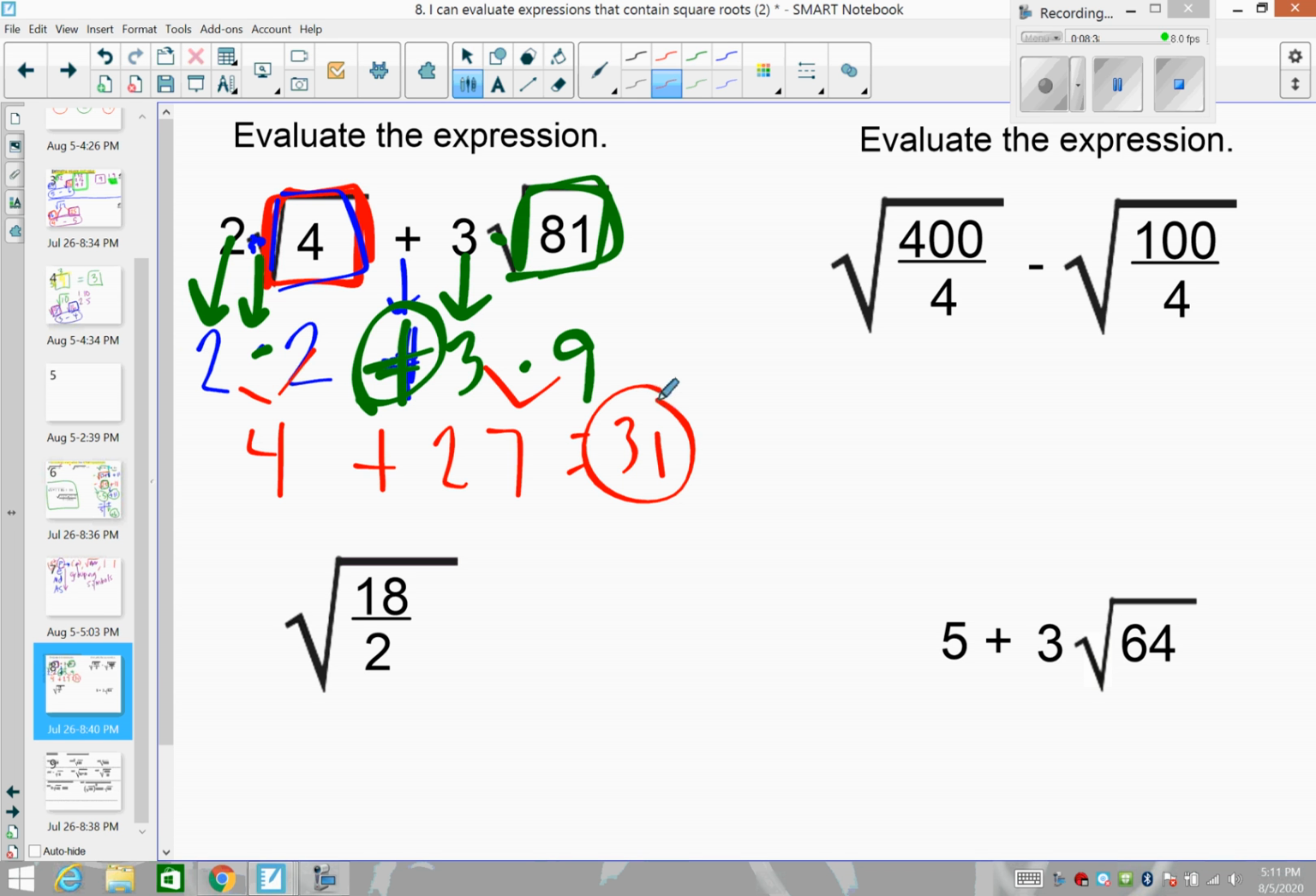Okay, so we're going to do these 3 together, and then you have an entire page to do on your own and try to navigate what you know and what you need help with. Then at that time, we would be able to interact on the things that you need help with.